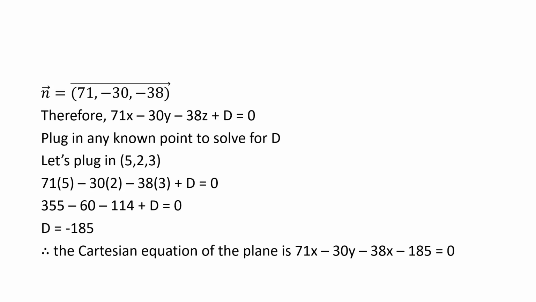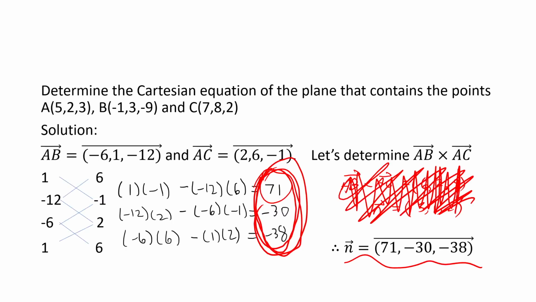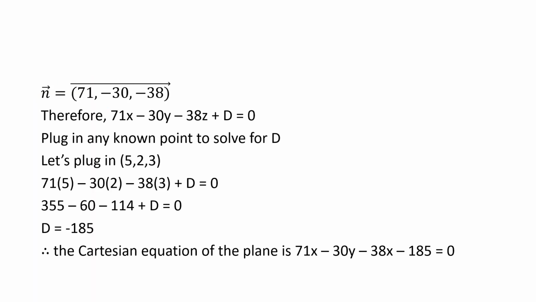So we're just going to plug in any known point. Well, if you go back to the question, it told us that one of the known points is the point 5, 2, 3. So let's use it. We'll plug in 5, 2, 3. And when we do that, we'll solve for d, and we'll get that d ultimately equals -185. And that tells us that the Cartesian equation of the plane is 71x minus 30y minus 38z minus 185 is equal to 0.